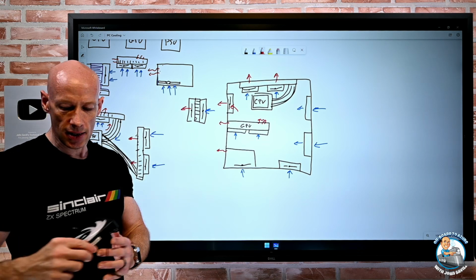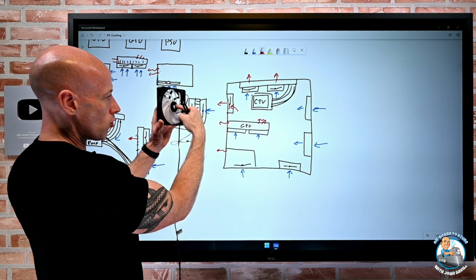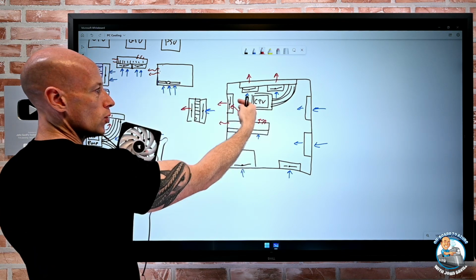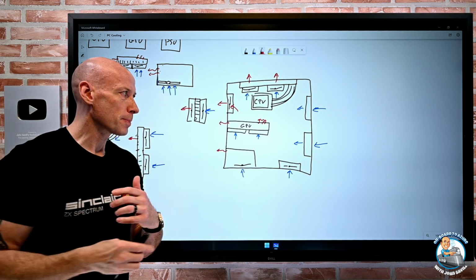So on the heatsink, this is the intake, so that would be facing that way, and that would be facing that way. So the air just flows through and then goes out the back of the case. So everything is flowing in the same direction.